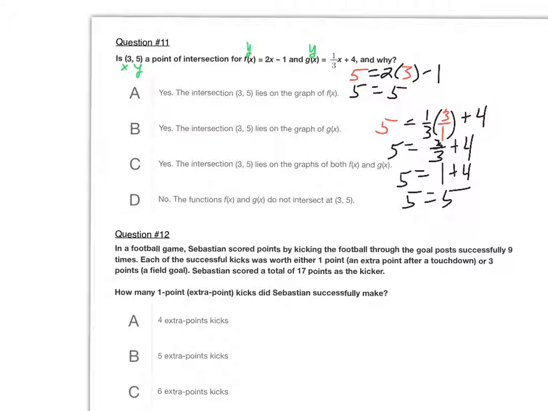That is true, it does lie on the graph of f of x, but it also lies on the graph of g of x. And so B is just saying g of x and C is saying for both. So I'm going with answer C because that's my best answer choice. Even though A and B are technically correct, C is the better answer.